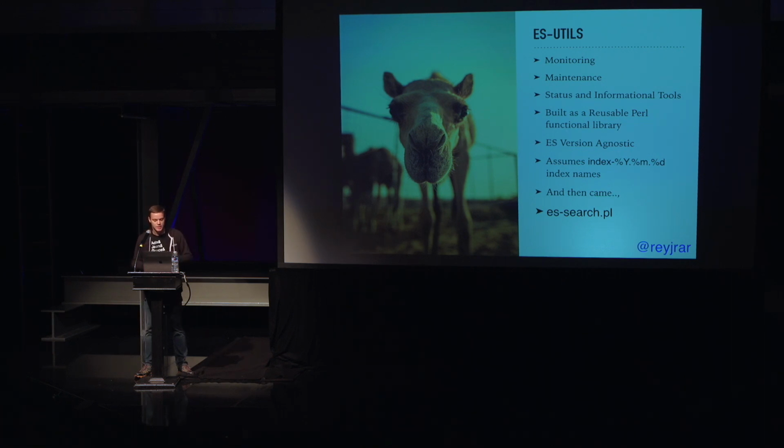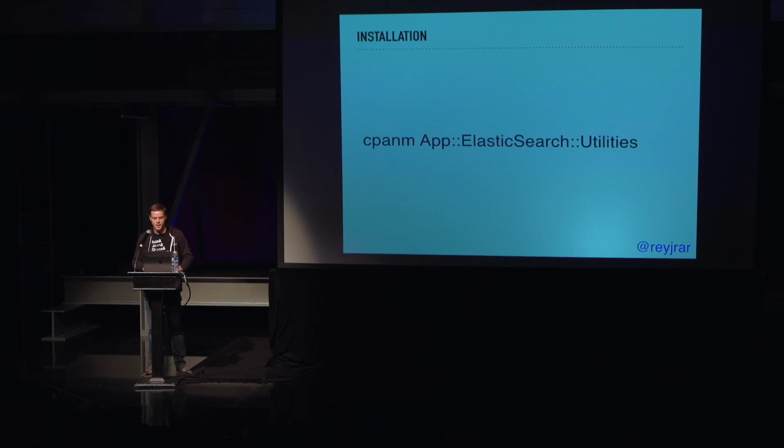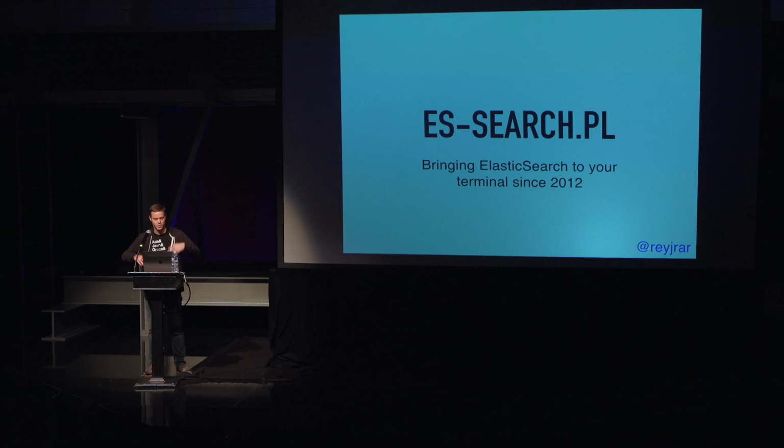So this talk is going to be about one of the utilities in the distribution, and that is Elasticsearch. This is Perl. These days, Perl has all the cool tricks that all the other languages have. You can install a localized version of Perl in your home directory, and you can set yourself up to use it. And then installing the utility is as simple as doing this. Once you have it installed, we can talk about what we can do with it.